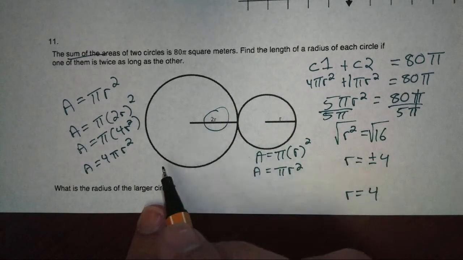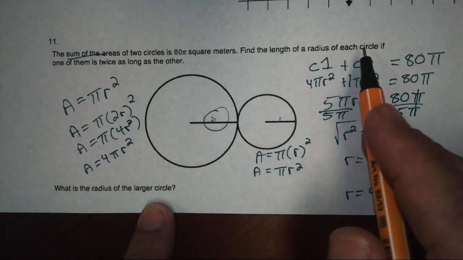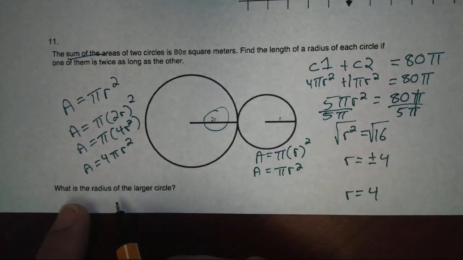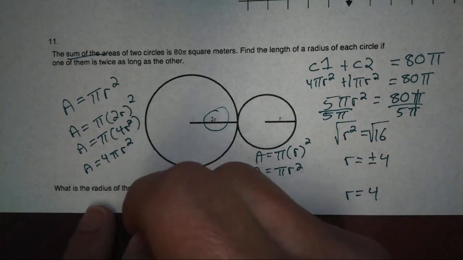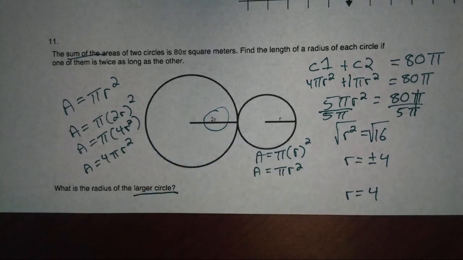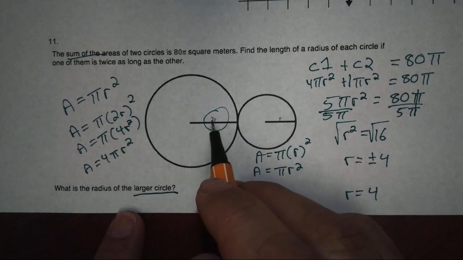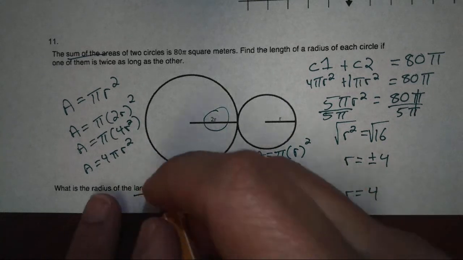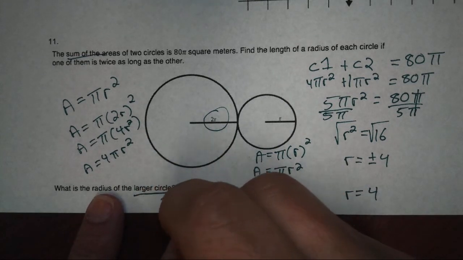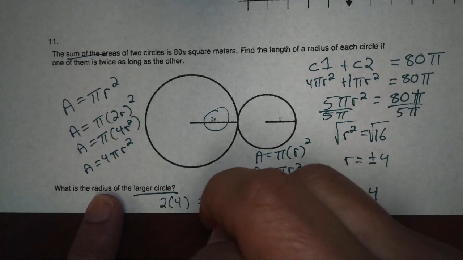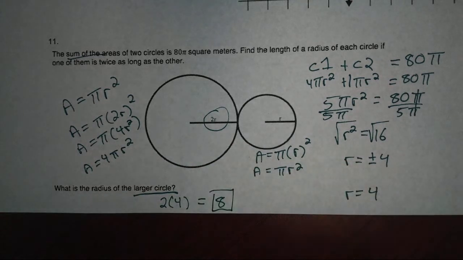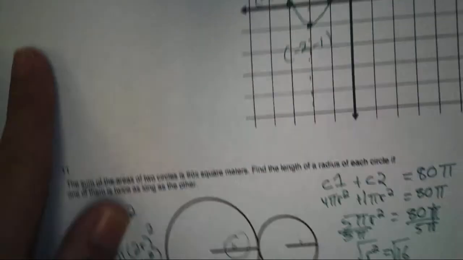So that means, and here's where you've got to be careful. Actually, this time, the final question wants to know what is the radius of the larger circle. So here's the larger one, 2r. So if r is 4, then we do 2r, so that's 2 times 4, which is giving us a radius of 8. So 8 is our radius.